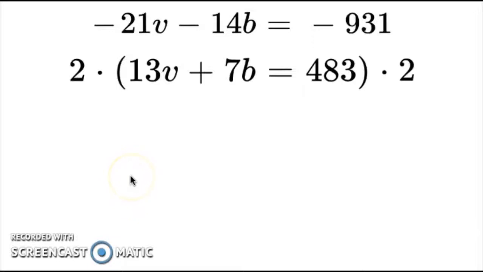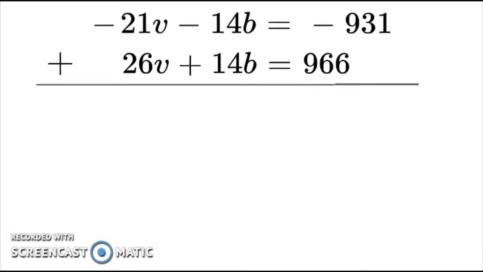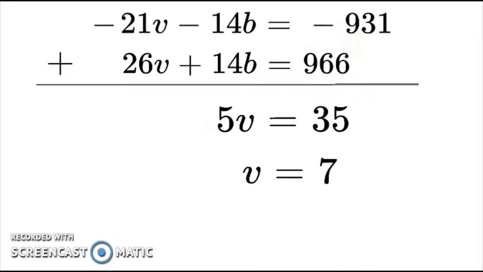At the bottom, I'll have 2 times 13V, 2 times 7B, and 2 times 483, which will be 26V plus 14B equals 966. Okay, so now I'm going to add: negative 21V plus 26V is 5V equals 35, from the negative 931 and 966. So V is going to equal 7.